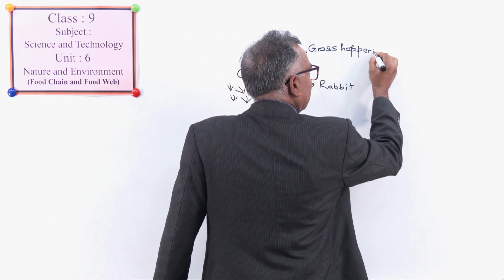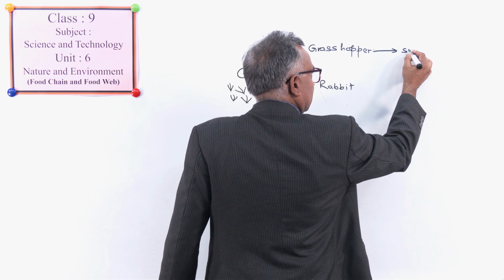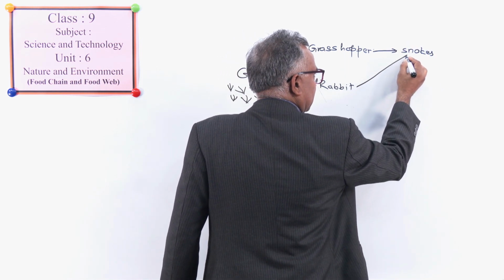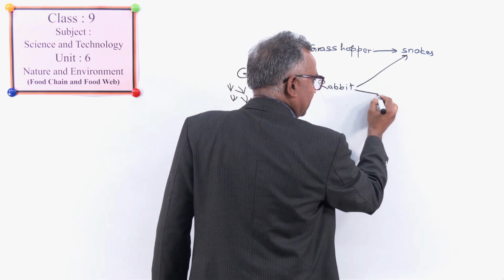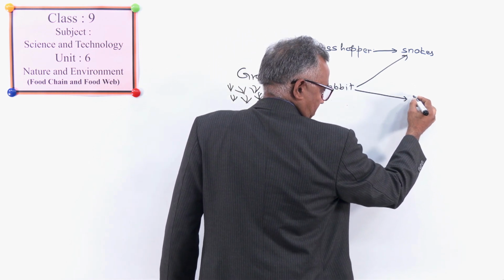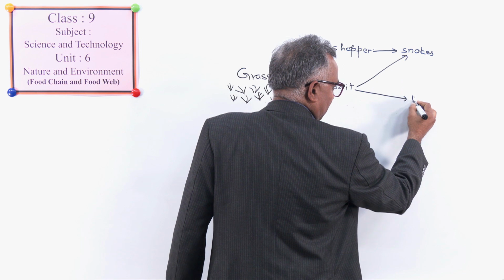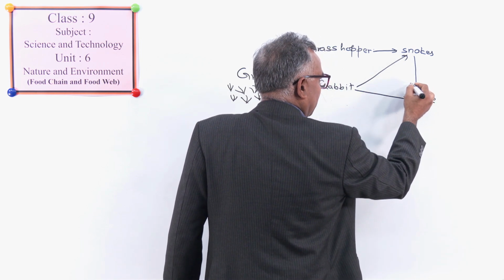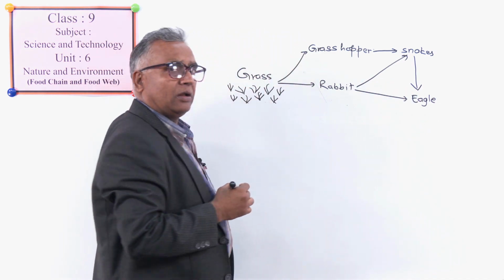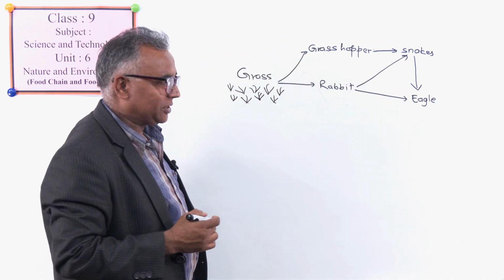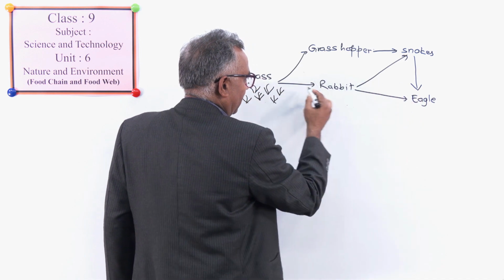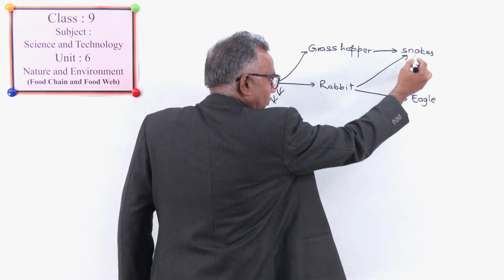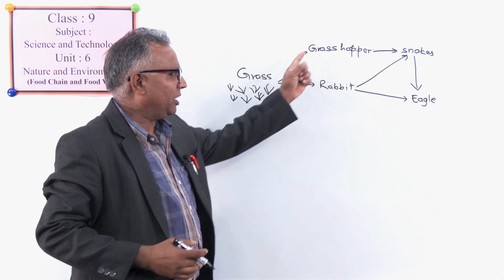After that, they are eaten by snakes. Rabbits are also eaten by snakes. Not only snakes, they are eaten by eagle also. And here snakes are also eaten by eagle. So here is how many food chain now? 1, 2, 3, and 4. Or you guys say 3. Up to here you can reach.